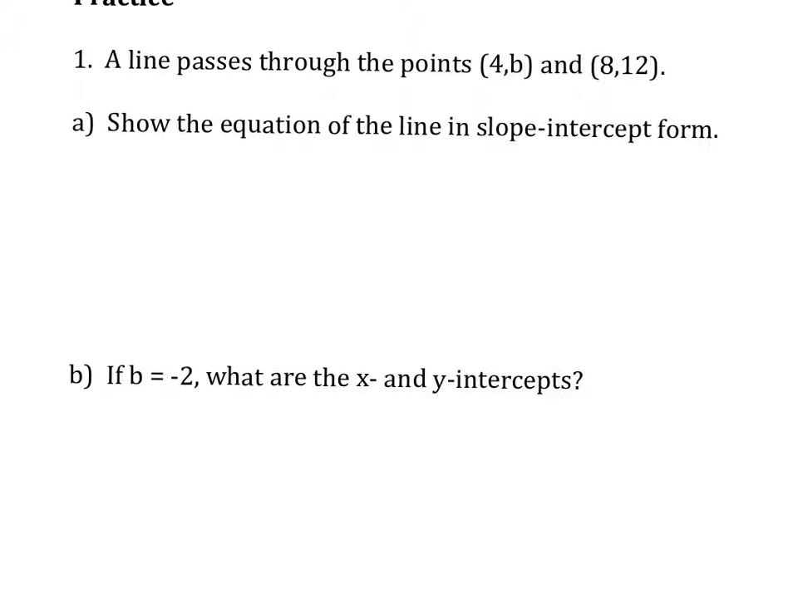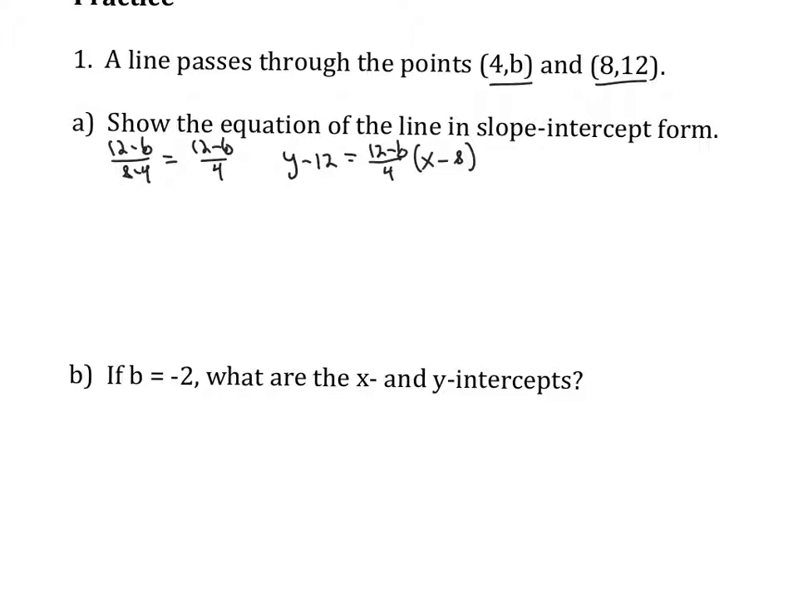Okay, so we want to find the equation of the line in slope-intercept form for the line that passes through these 2 points. So the first thing we'll do is find the slope, which would give us (12 minus b) over (8 minus 4), which is equal to (12 minus b) over 4. So we can then put that right into point-slope form with y minus 12 is equal to our slope, (12 minus b) over 4, times x minus our x-coordinate, or 8.